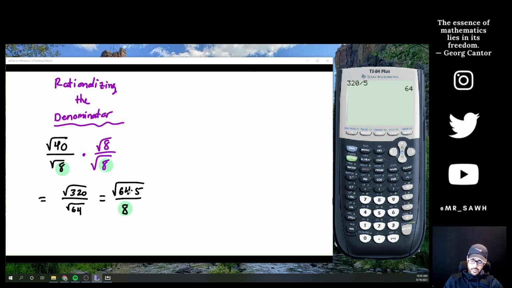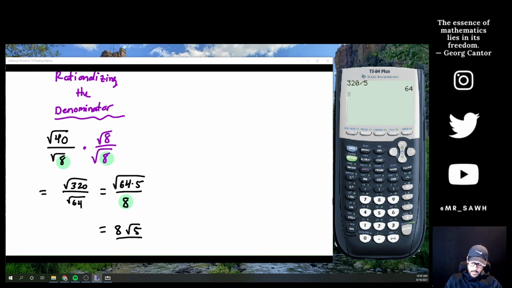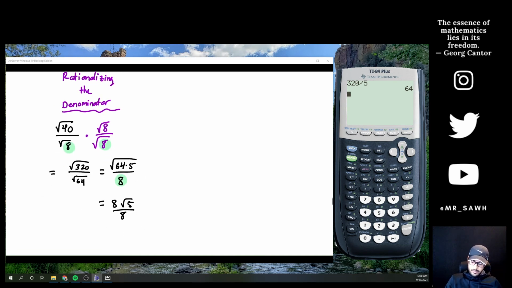And you can reduce that and simplify it, because you can take the square root of 64 and write it outside. So 8 root 5 divided by 8. And if you notice, you have an 8 on the top and the bottom. They cancel with each other, and you are just left with the square root of 5. So this will work to help simplify it.